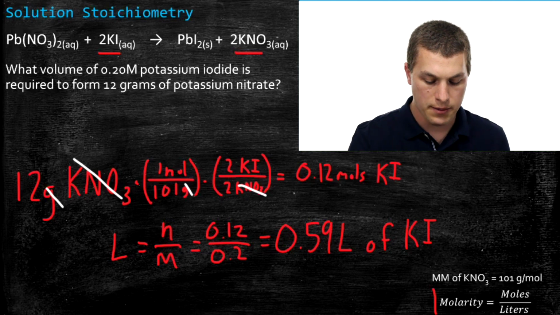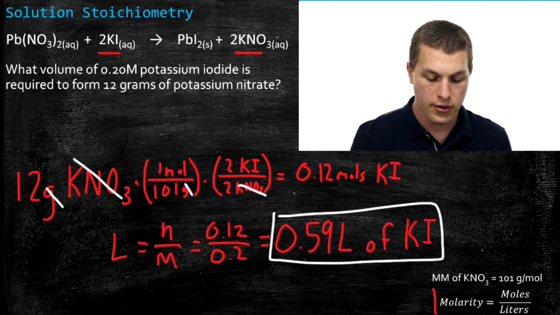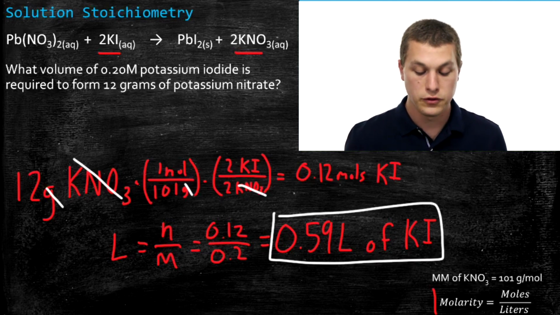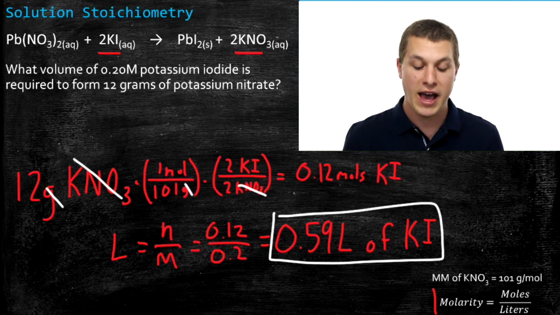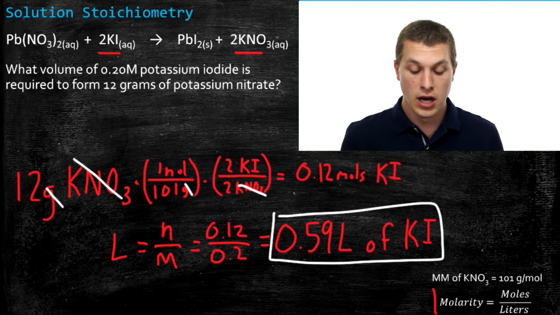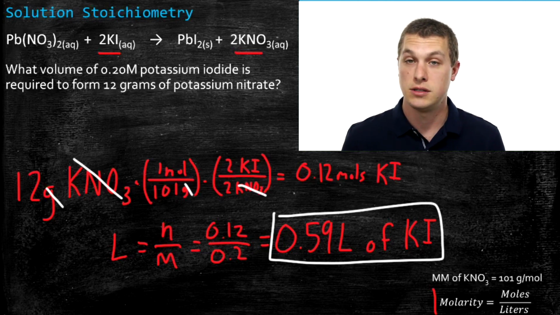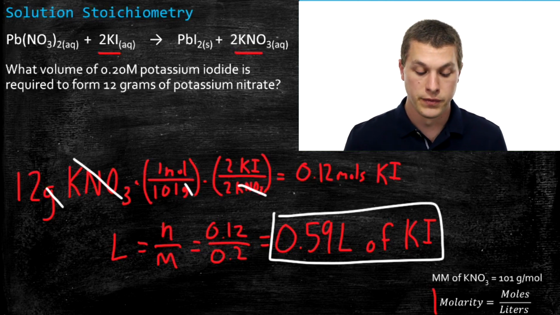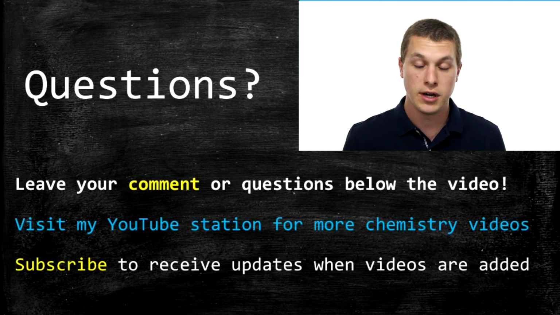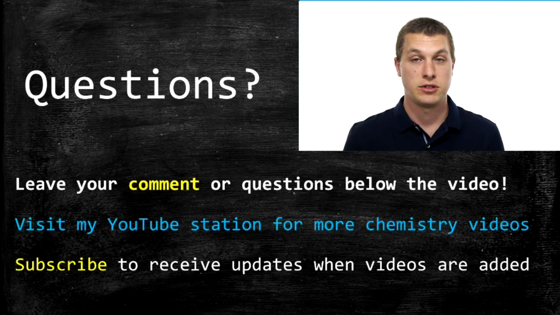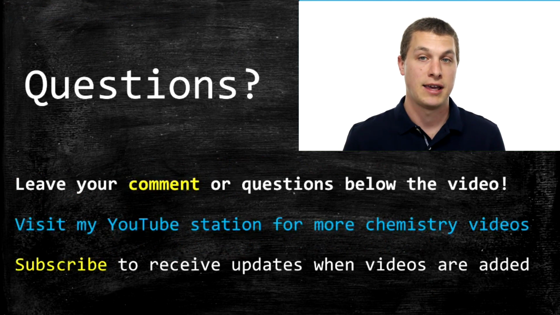What we've done in this problem is we've taken a product. We've formed 12 grams of potassium nitrate, and we've back calculated what volume of a solution of potassium iodide we needed. So this is just another wrinkle in the stoichiometry problems. All we're doing is combining what we know about concentration with what we know about stoichiometry. So if you're still not sure about what to do here, I recommend you go back, watch the stoichiometry videos and the molarity videos, and then come back and give this one another try.